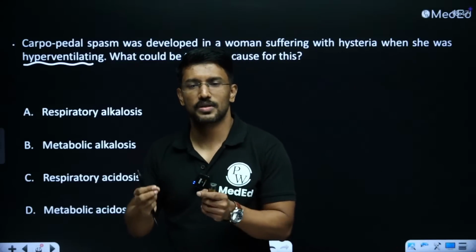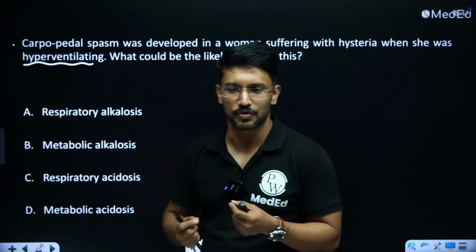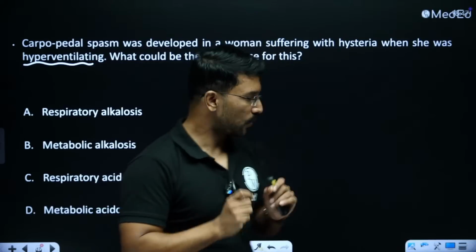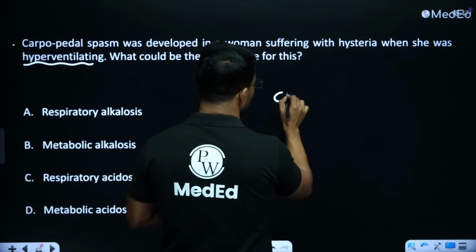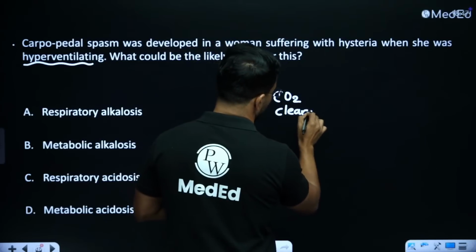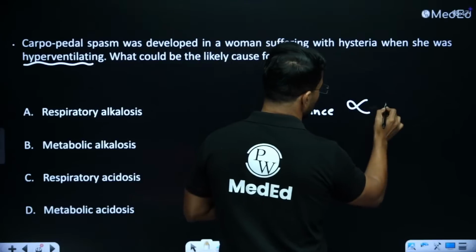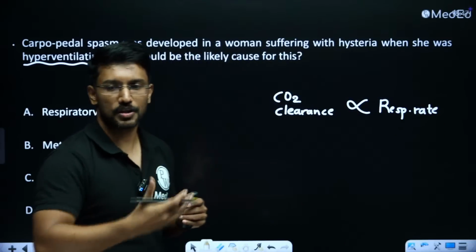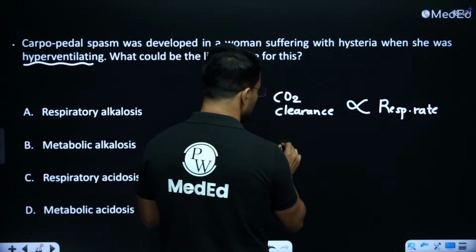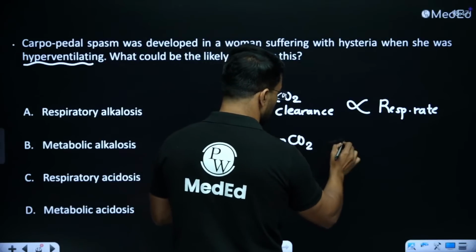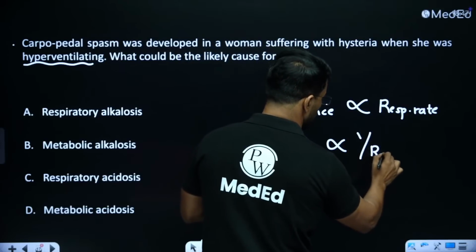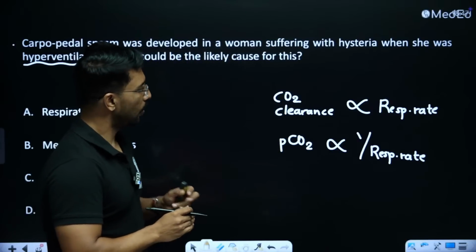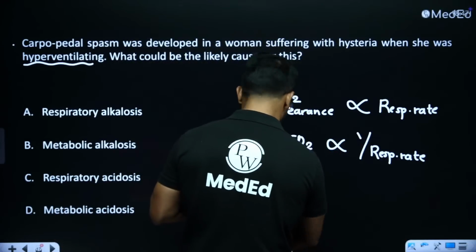Now in psychiatry, I don't know if they use this term hysterical hyperventilation, but in medicine we continue to use it. So when someone becomes anxious and hyperventilates, what are they doing? They are increasing their respiratory rate. And there is one important point you have to remember: carbon dioxide clearance in the body is directly proportionate to respiratory rate. The more the respiratory rate, the more carbon dioxide is washed out from the body. Indirectly, you can also interpret it as the partial pressure of carbon dioxide in the blood being inversely proportionate to respiratory rate. The more the respiratory rate, the less the partial pressure of carbon dioxide, and the less the respiratory rate, the more the partial pressure of carbon dioxide.